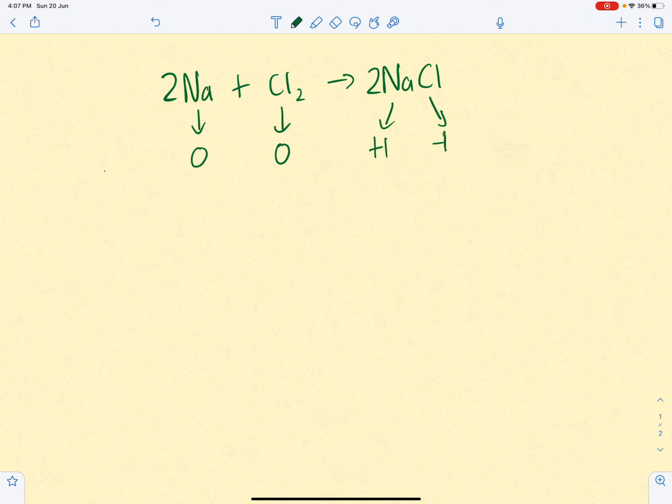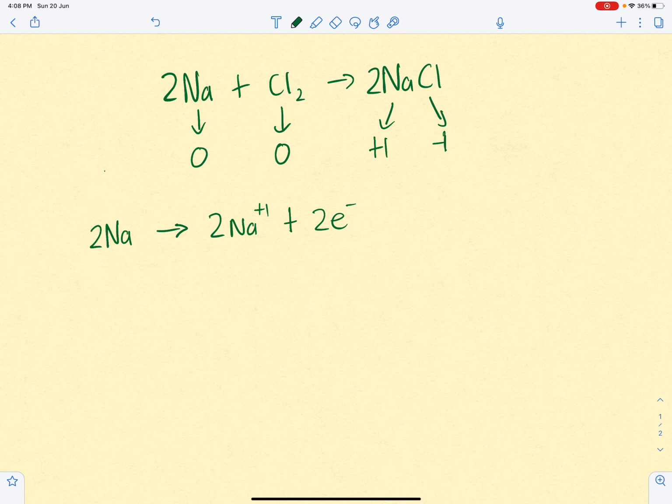So let's write the half equations. Remember, half equations focus on different species. You can only use one species in a half equation. So in this case, sodium makes, or 2 sodium atoms make 2 sodium ions, each worth +1. Now I know that metals always give away electrons, so +2e-. Each sodium has given away 1 electron to form a +1 ion, so I have 2 electrons total, 1 electron each.